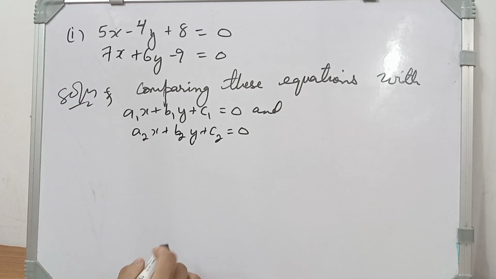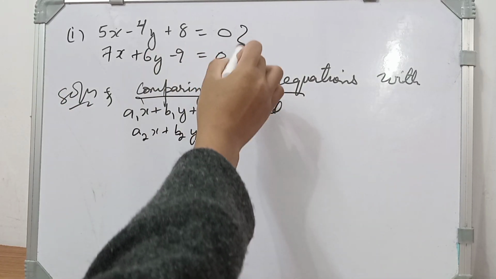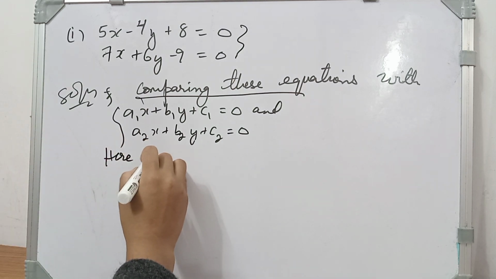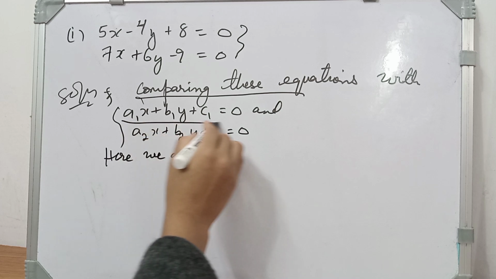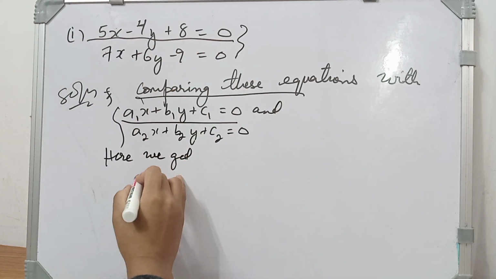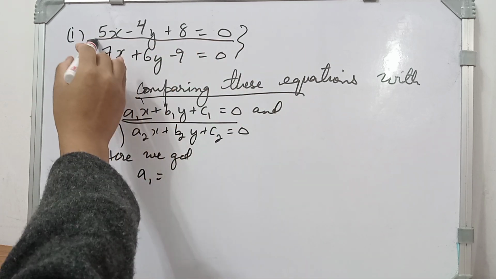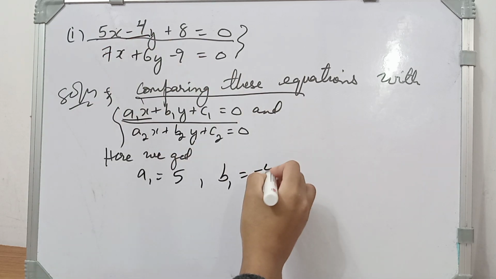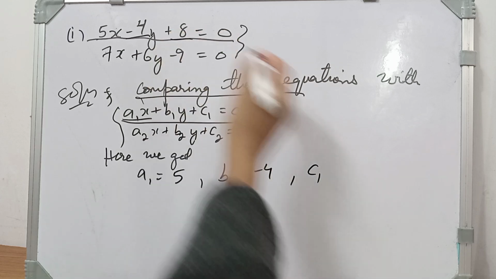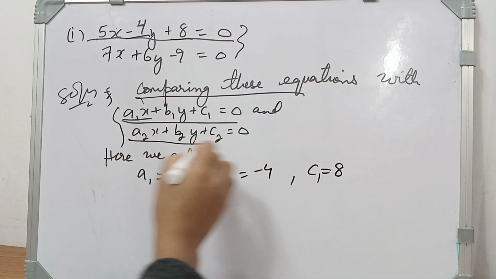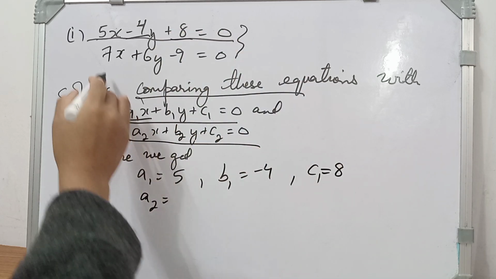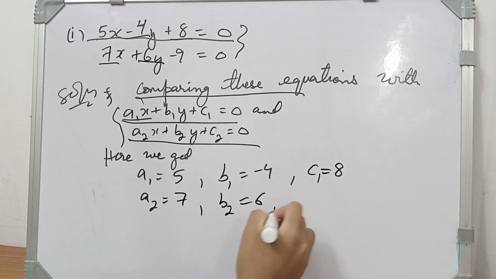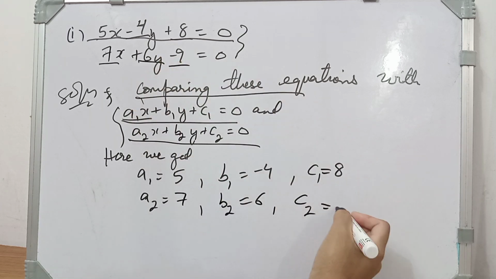Okay, basically we compare the given equation with the general form. Comparing, here we get a1 is the coefficient of x, which is 5. b1, the coefficient of y, is minus 4. c1, the constant, is 8. Then for the second equation, a2, the coefficient of x, is 7. b2, the coefficient of y, is 6. c2, the constant, is minus 9.